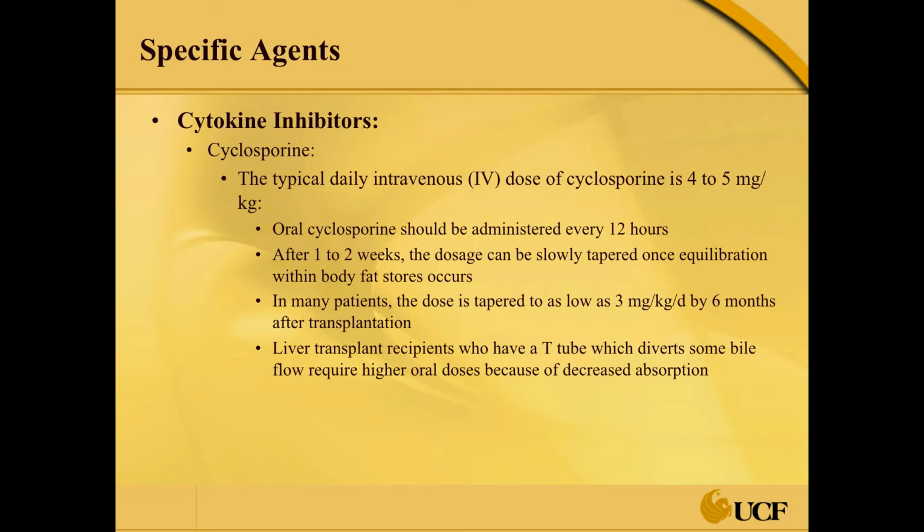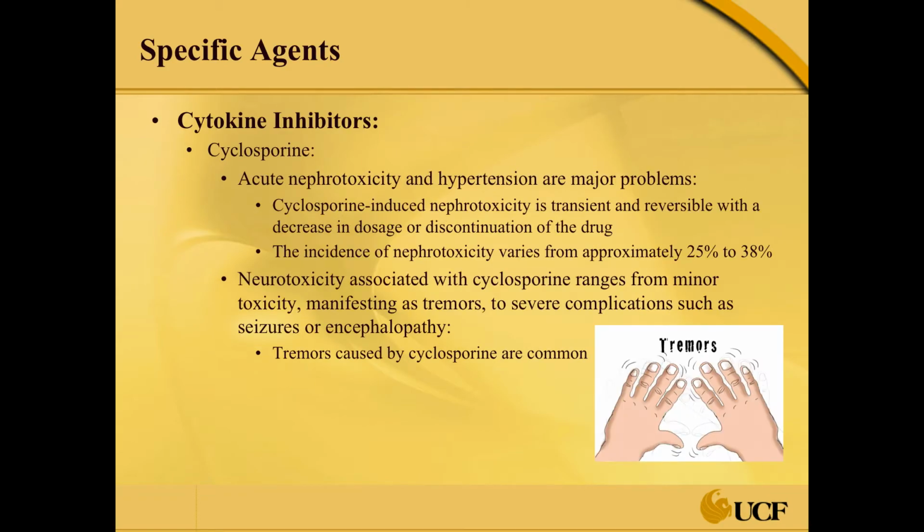After about 1 to 2 weeks, the dosing can then be tapered once the equilibrium within body fat stores occurs. And in many patients, the dose is tapered to as low as 3 mg per kilogram per day by 6 months after transplantation. Liver transplant recipients who have a T-tube, which diverts some bile flow, require higher oral dosing because of decreased absorption of the drug. All right, I think I talked about that in the first part of the lecture.